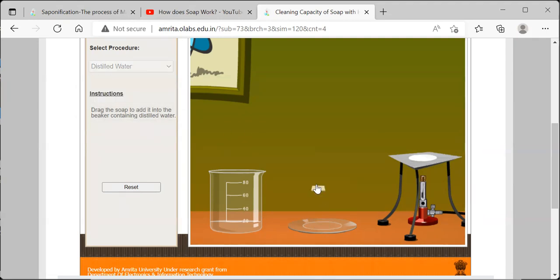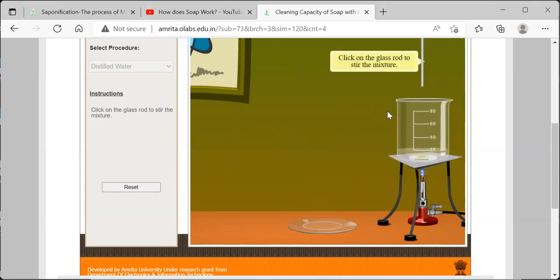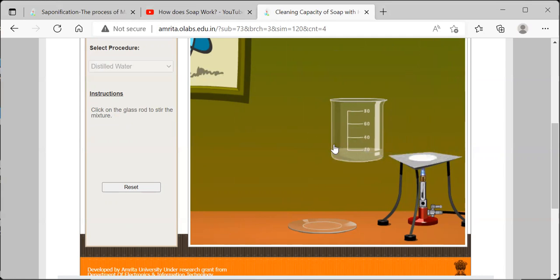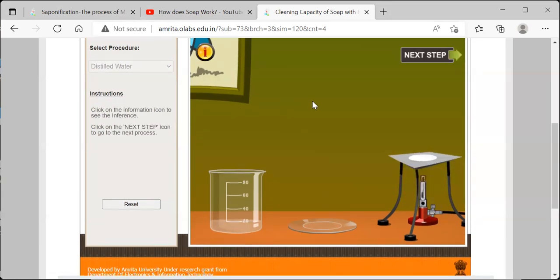First, we're going to take the soap and place it in the beaker. Then using a glass rod, we are going to solubilize some of that solid soap. To completely dissolve the soap, we are going to heat up the solution. And as you can see, that solid soap completely gets dissolved in the process. We're going to turn off the Bunsen burner. And as you can see, in the beaker, we have a soap solution with distilled water that is almost clear.